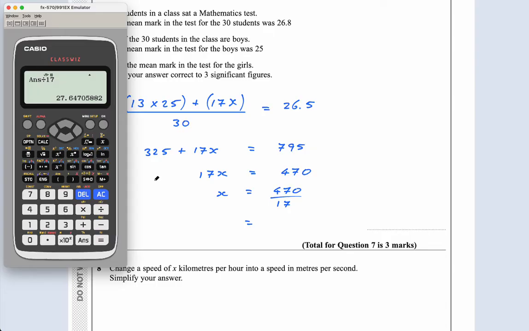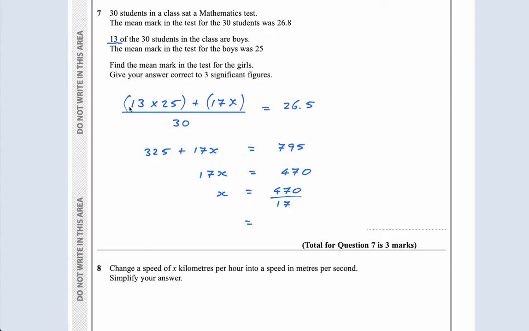So what have I done wrong? 13 times 25 is fine, plus 17 times something is fine. Oh, let's see what I've done. Stupid. 26.8. Okay, so right, guys, silly error. This is going to be wrong. Okay, but my method is still correct. So it's 26.8.